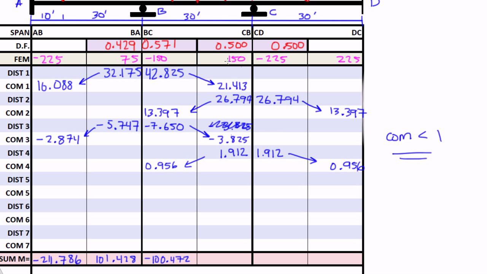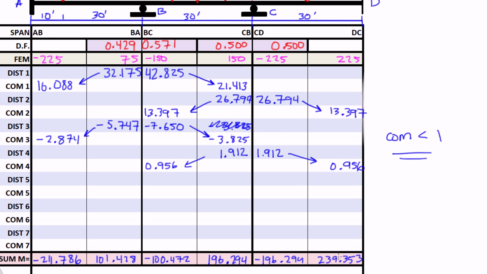Now, we go on to CB. We do 150 plus 21.4 plus 26.7 minus 3.8 plus 1.92. And for that, you should get 196.294. And on the right side, again, you just sum the moments here. You should get negative 196.294. Notice that these, again, are equal in magnitude and opposite in direction. So that means joint C is in equilibrium. And finally, on joint D, we have 225 plus 13.97 plus 0.956. You should get 239.353. Okay, so those are the moments everywhere.